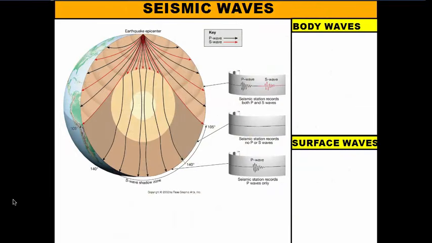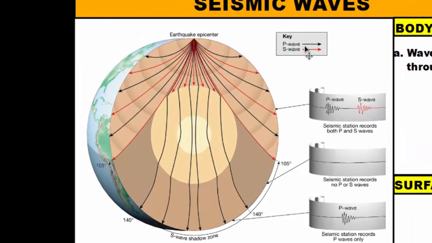Okay, so when we talk about seismic waves, we have two groups. We have the body waves and we have the surface waves. The body waves are the waves that actually travel through the Earth, so they travel through the body of the Earth. If we take a look at the picture here, you'll notice that the black arrows are the P waves, or primary waves, and the red arrows are the secondary waves. And you'll notice that these waves travel through the middle of the Earth.